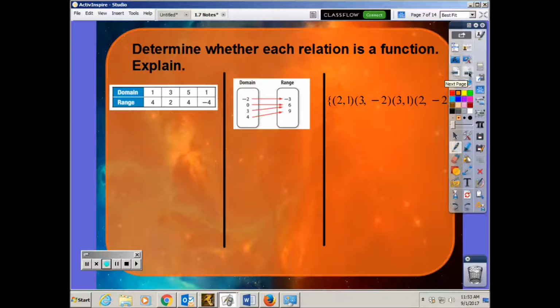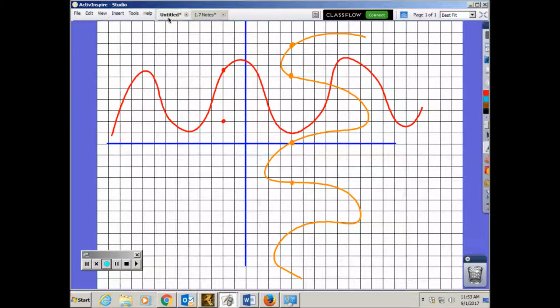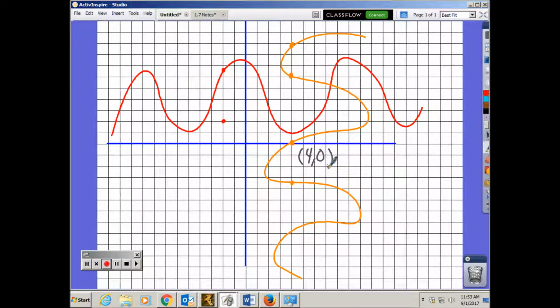So we want to determine whether each relation is a function. You will remember that I told you to write down x doesn't repeat. And the reason that that's the case, let's go back to this. If I were to put these as ordered pairs, 1, 2, 3, 4. So that's ordered pair 4, 0, correct? And this is ordered pair 4, 1, 2, 3, 4, 5, 6.